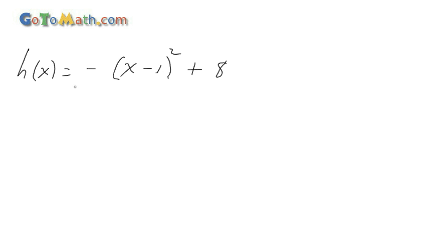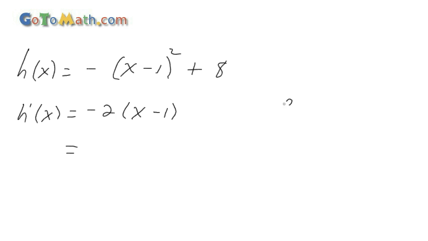Okay, so first thing we want to do is find that critical number, and that means we're going to take the derivative. So we have h prime of x is equal to, I'm going to take that 2, bring it out front, negative 2 times x minus 1, and the derivative of 8 is 0.